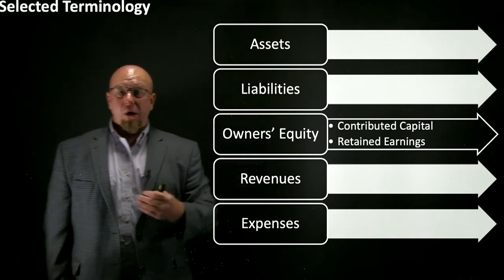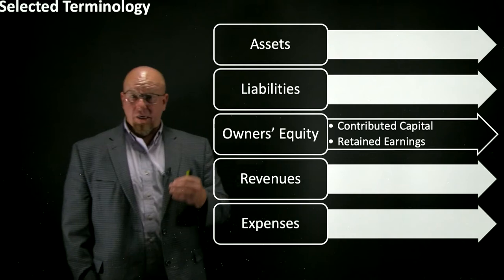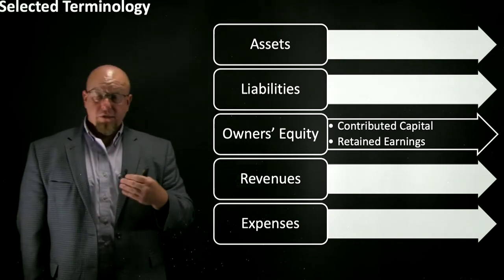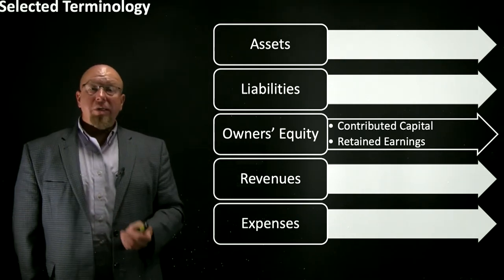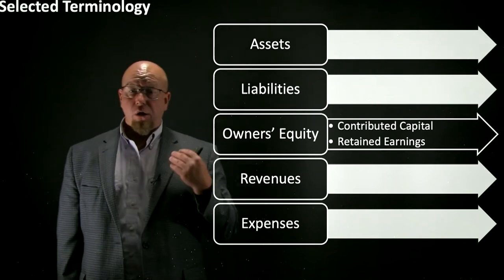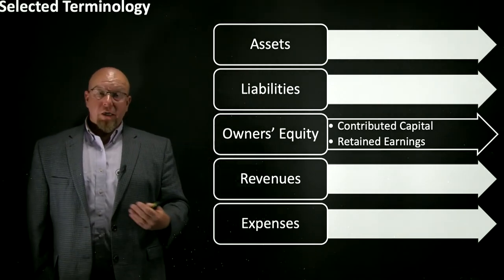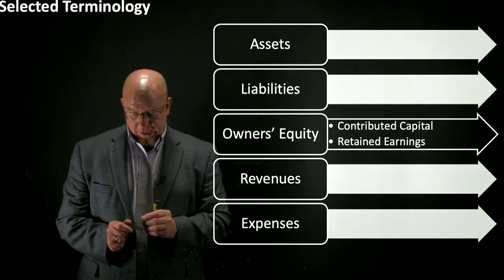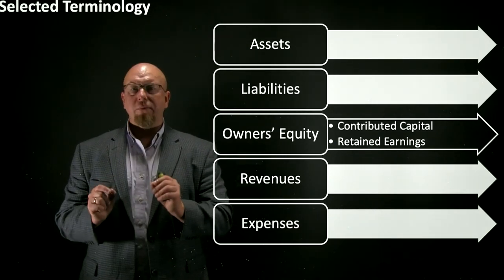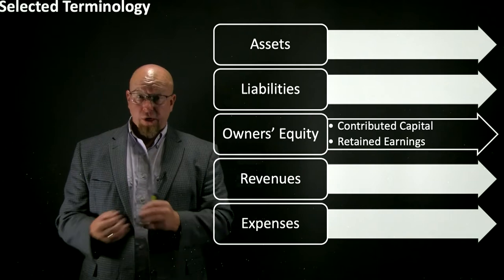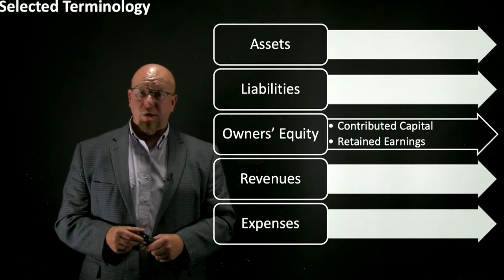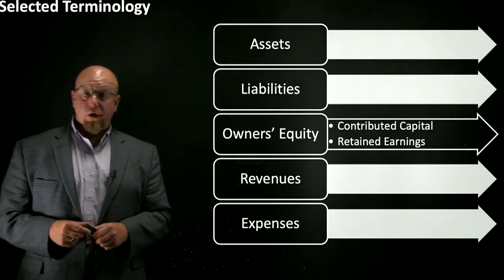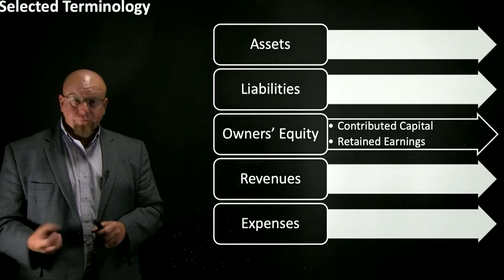Liabilities, those are what we owe to others. Maybe it's a loan to a bank, so we owe money to the bank. Could be something called accounts payable, where we owe money to our vendors. It could be something called accrued payroll, where we didn't pay our employees yet, but they worked for us. It's just payday is next week, so we actually have a liability to our employees in this example.